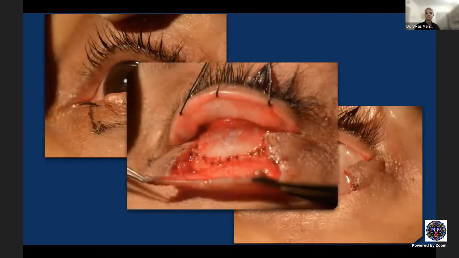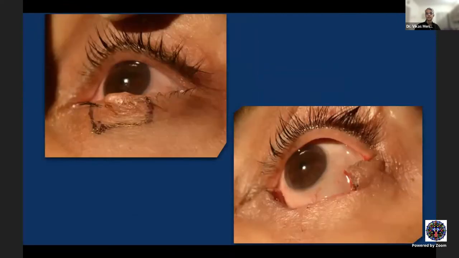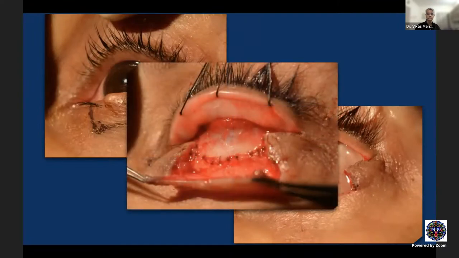In this particular case, a huge slab of tarsoconjunctival type was used for the posterior lamella, and the patient's own skin tissue was advanced for the anterior lamella from the lower eyelid.